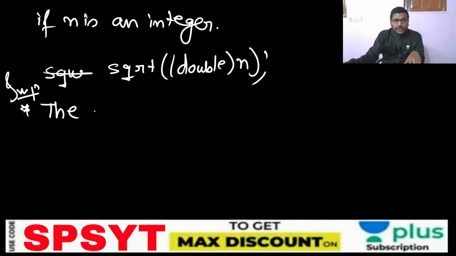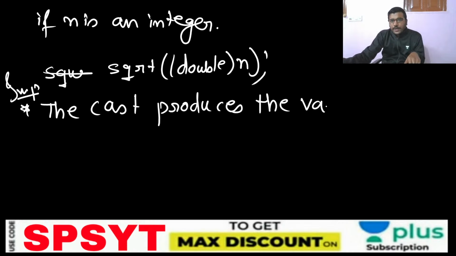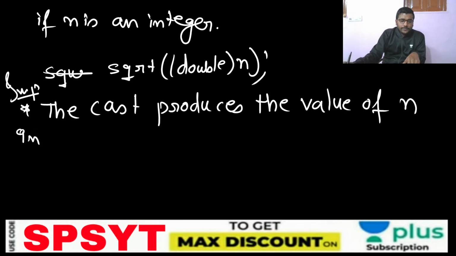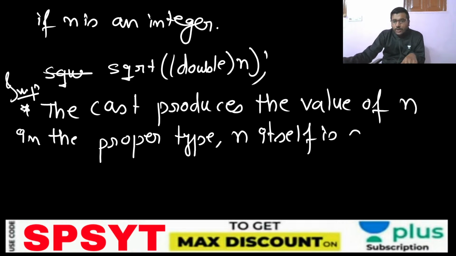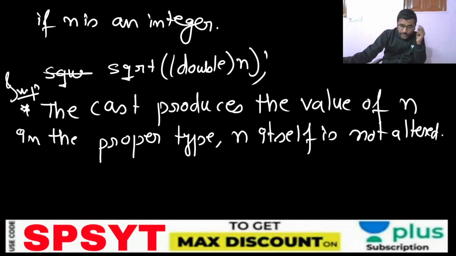See, let me write it. The cast produces the value of n in the proper type. Let me write, then I will explain. N itself is not altered. Okay. The cast operator has the highest precedence, that I will teach you.